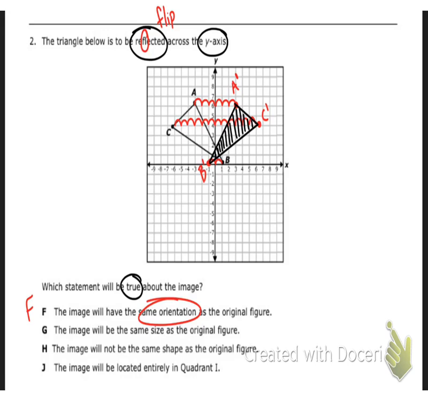G says that the image will be the same size. And, well, if you look at it, it actually does look the same size, but I want to put more emphasis on this: there's only one rule that will change the size of a shape, and that's dilations. And I'm not doing a dilation here, so if I say it's going to be the same size, then that's actually true, because a reflection does not change the size. A reflection does change the orientation, though.